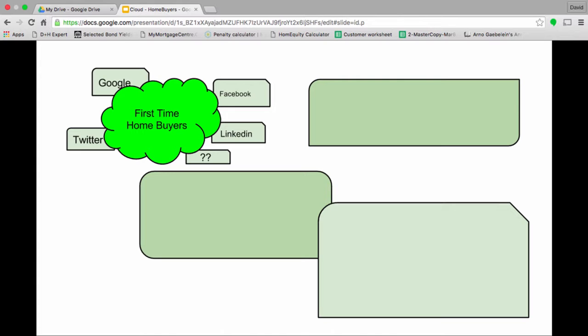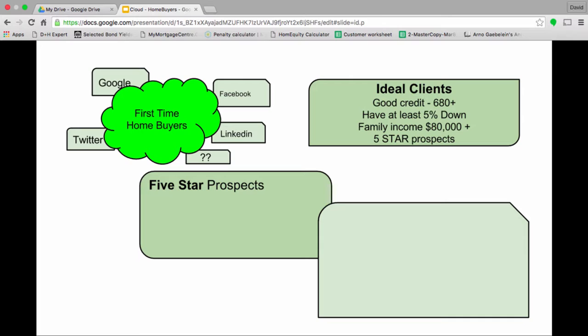Now once we have someone coming to it, we then have to define who our target clients are. Who are the ideal clients that we're looking for? So here's some of my criteria. They should have good credit, perhaps 680 or higher on the Equifax scale. They should have money for a down payment, at least 5%, preferably more. Combined family income of 80,000 plus, and I call this a 5-star prospect. So you may say, well, what is a 5-star prospect? If they're not 5-star, it's no sense talking with them.